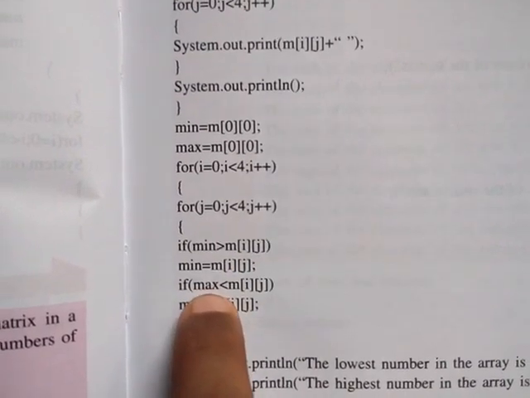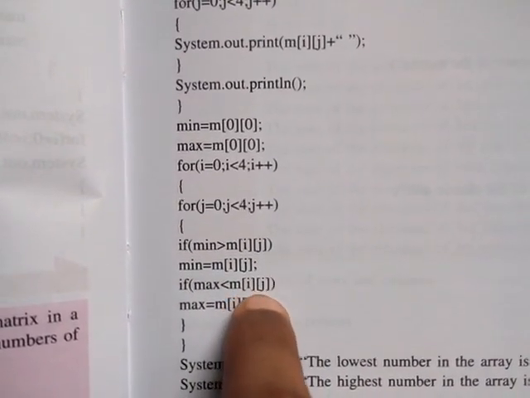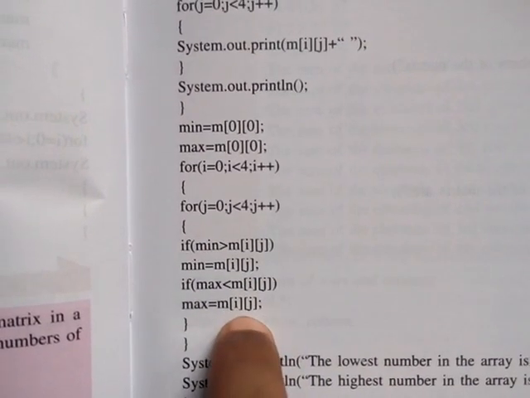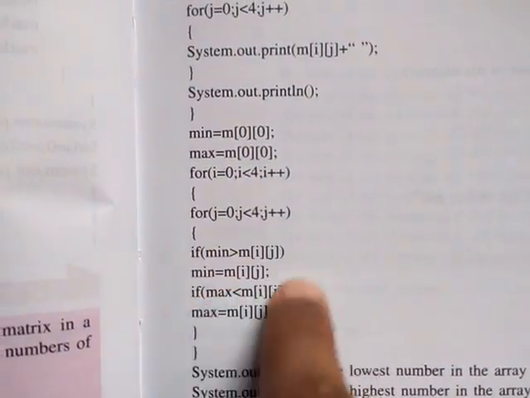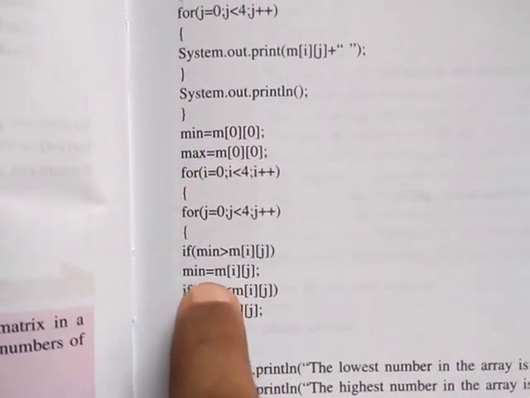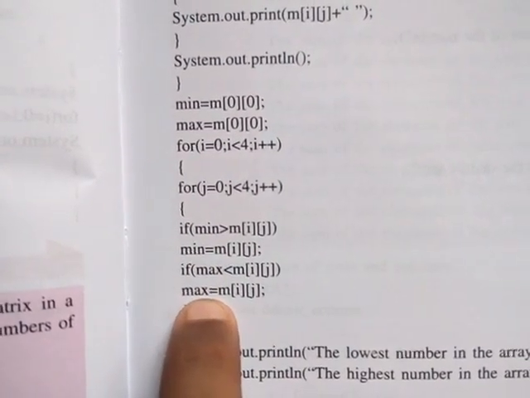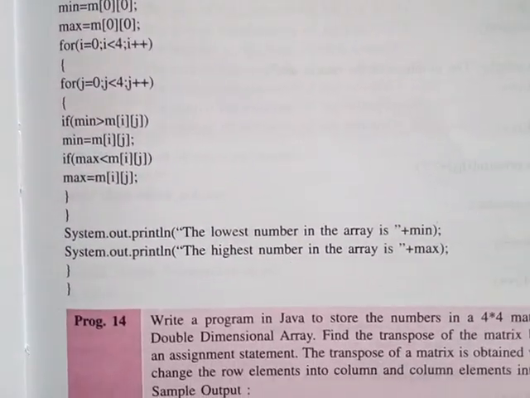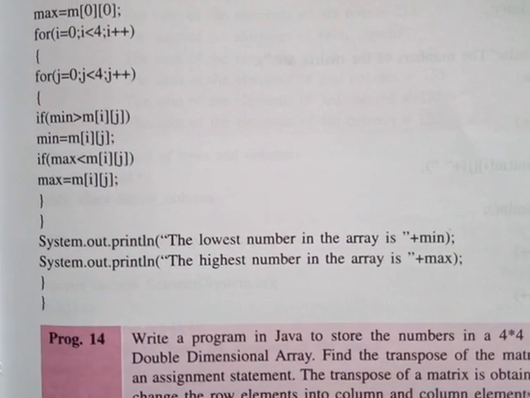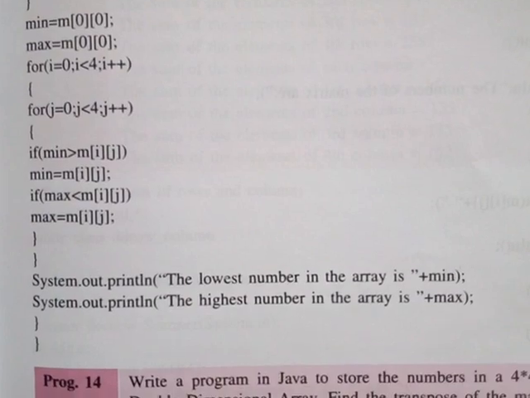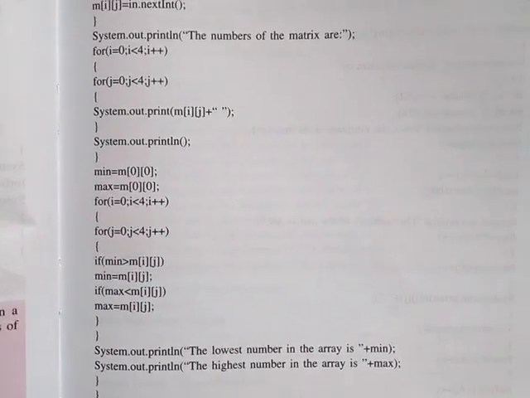The same process applies with max also, but here we use less than. Why? Because if the value stored in max is less than m[i][j], that means m[i][j] is greater, then that greater value we will assign to max. Understood? So in this way, after the whole iteration, the smallest value goes to the variable min, and the highest value goes to the variable max. And in the last, System.out.println, the lowest number in the array is min and the highest number in the array is max. Okay students, so this is the main technique of the programming.